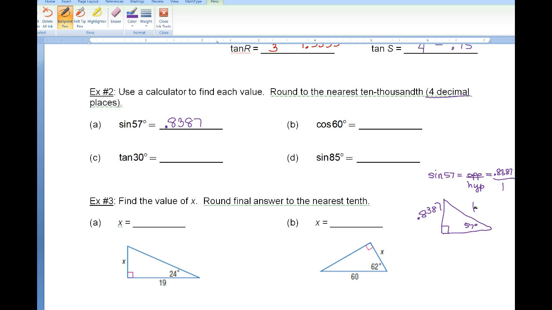So take cosine of 60 degrees. What did you get for that? 0.5. So think about that. If I have a 60-degree angle, I'm saying that the adjacent to the hypotenuse is a ratio of 0.5 to 1, or in other words, 1 to 2. Well, what did we just learn about 30, 60, 90 triangles? The hypotenuse is always double the shorter leg. So that makes sense, right?